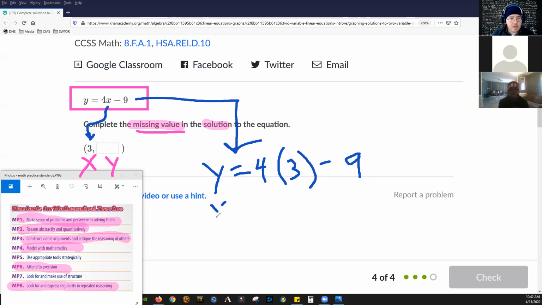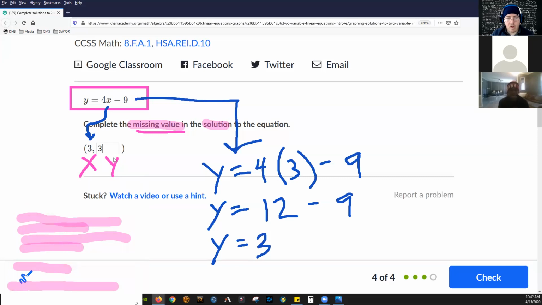So y equals 4 times 3 is 12, and 12 minus 9 is 3. So what did we just decide on? Well, what we're saying is that when in this system, in this equation, in this function, on this line, when x is equal to 3, y must be equal to 3 because of all this arithmetic we just did.